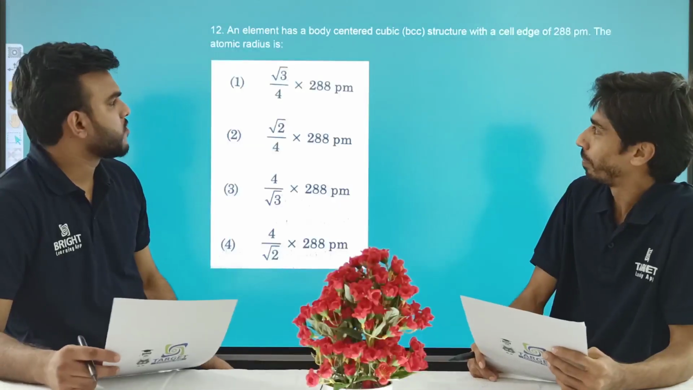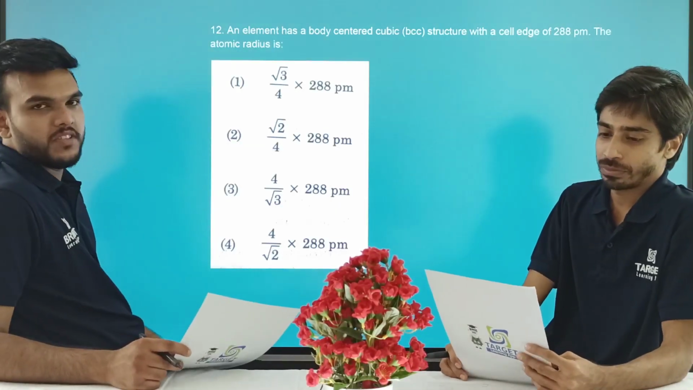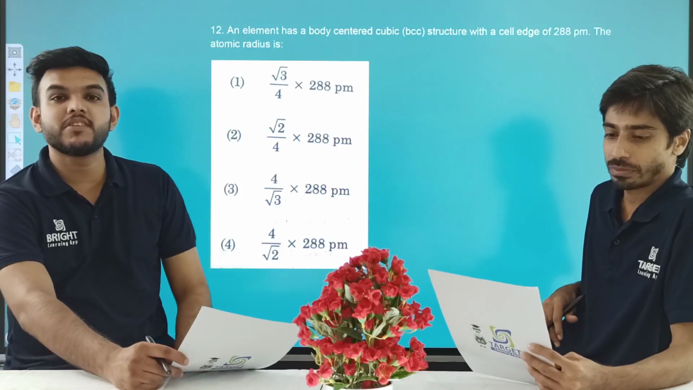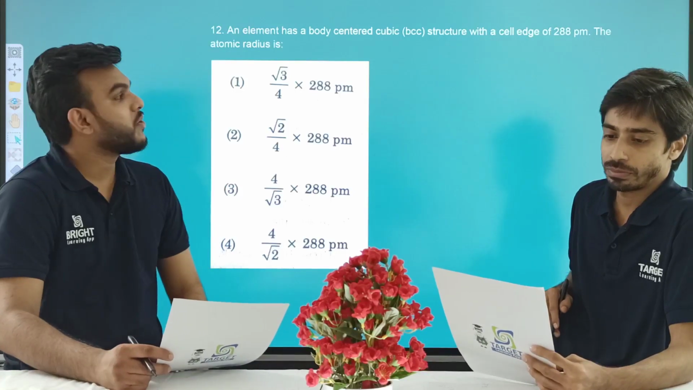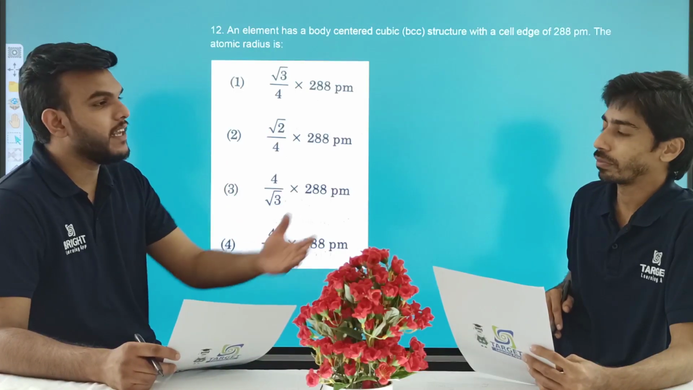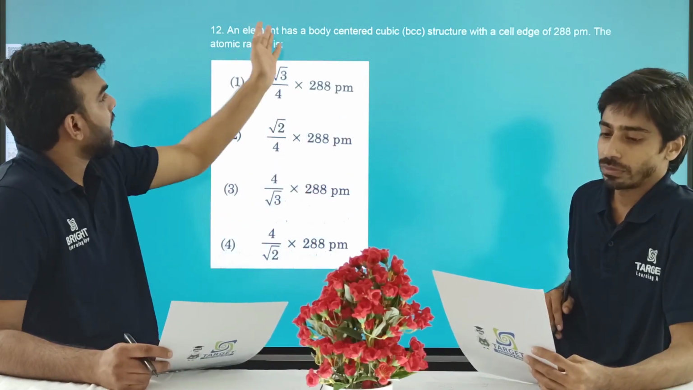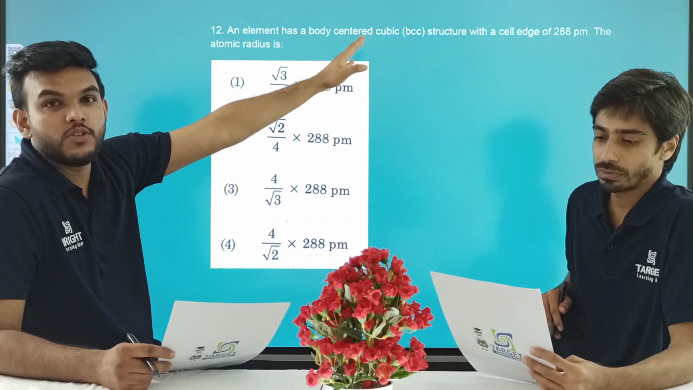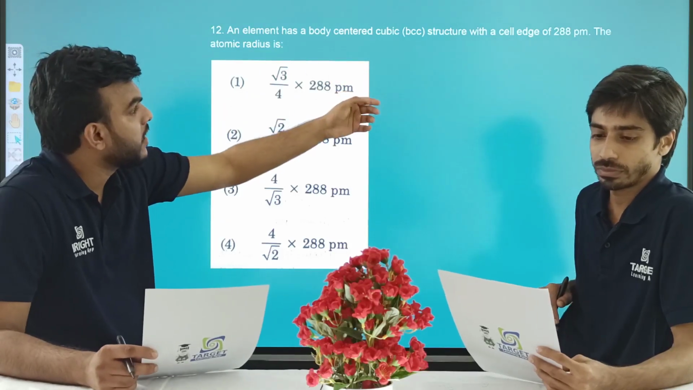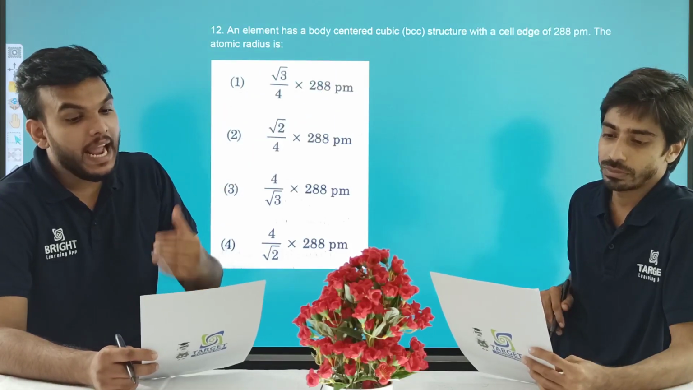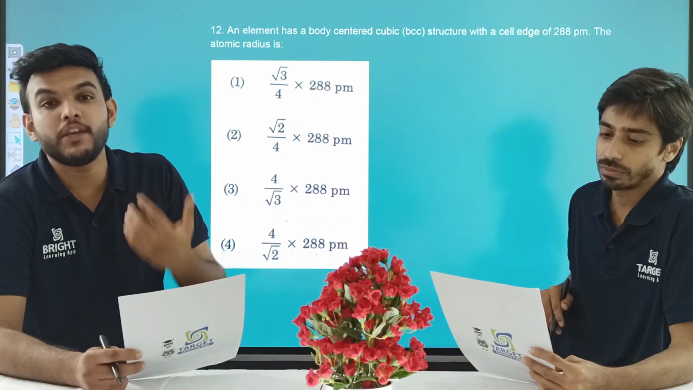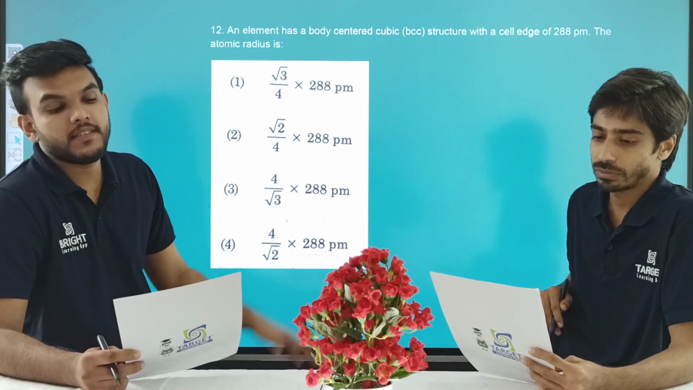So we can go to the next question. This question is based on our chapter Solid State, where we are always studying the concept of edge length and how to find the radius. An element has a BCC structure with a cell edge of 288 picometer. The atomic radius is what you have to find.